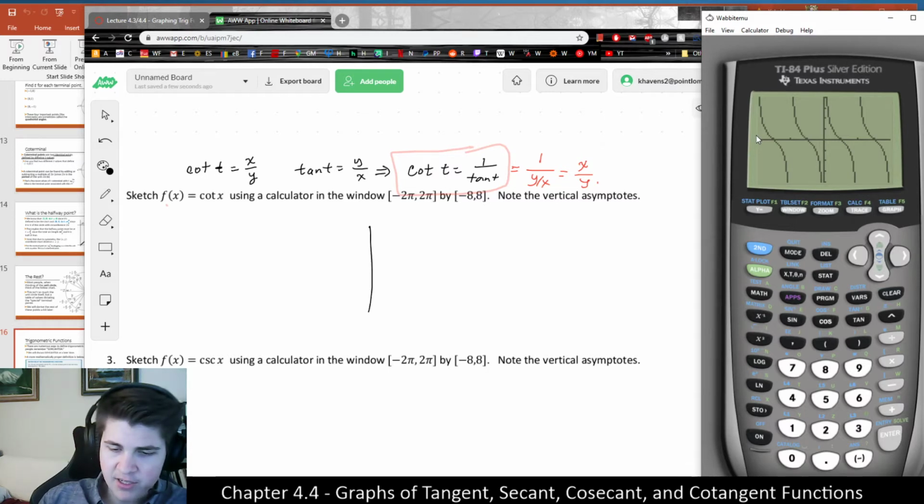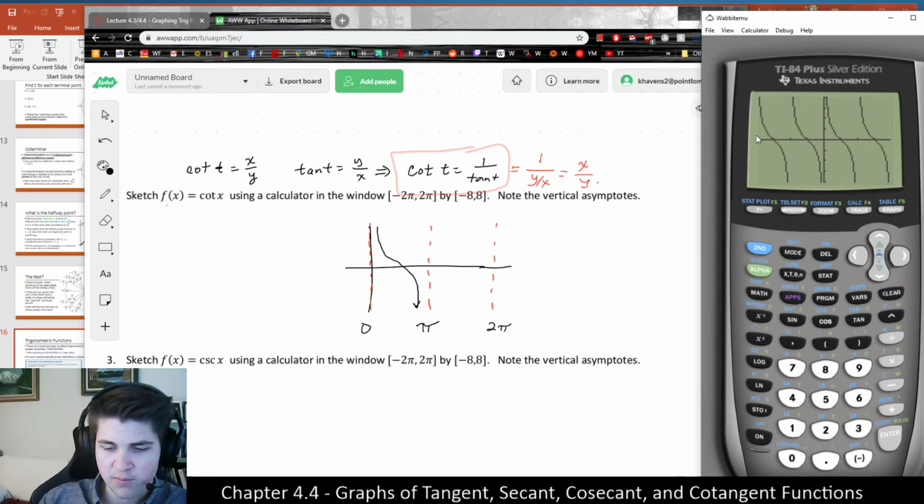But the cotangent, I'm just going to graph it on the right side. Its vertical asymptotes actually occur at 0 and at pi and at 2 pi, as opposed to occurring at pi over 2 and 3 pi over 2 as they did with tangent. But basically it has different vertical asymptotes. It's also going the opposite way because it's the reverse ratio, which just flips the graph, really.